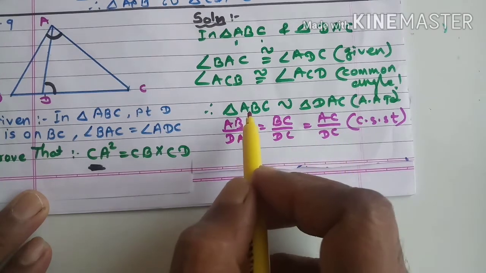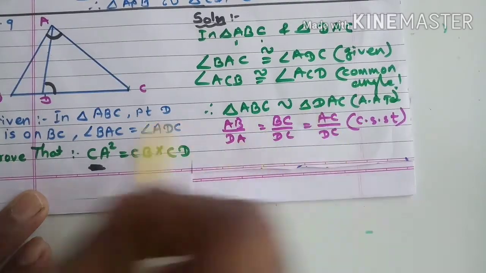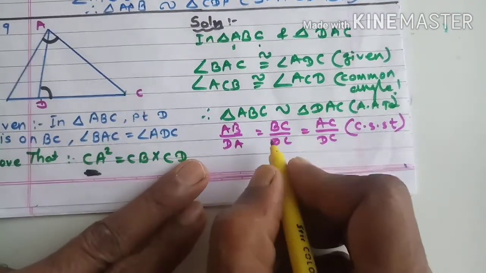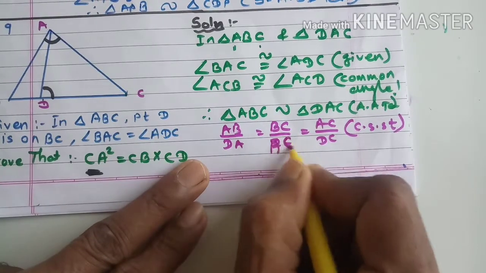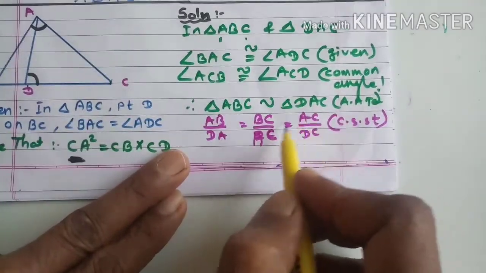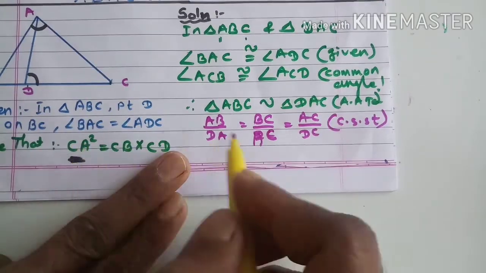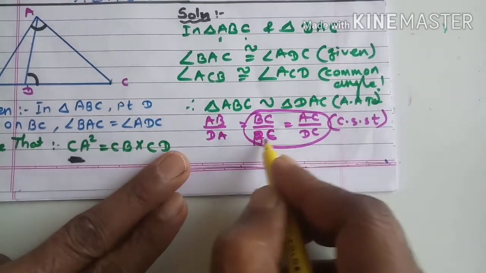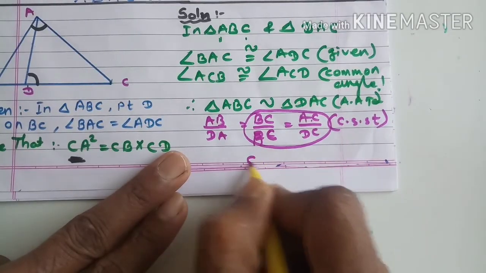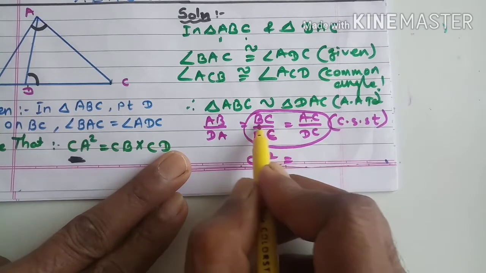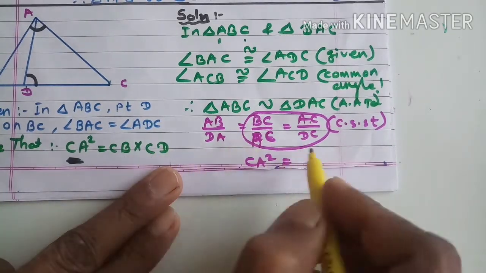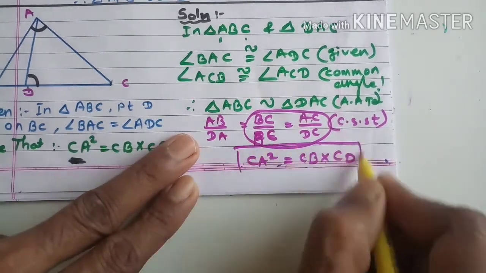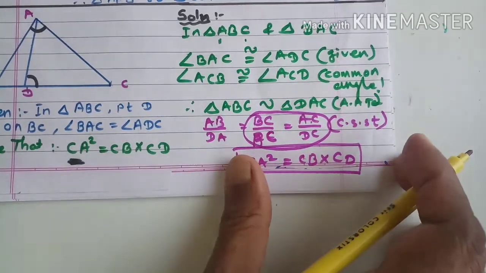Something is wrong here. AB upon DA, BC upon AC. Here we have to write BC upon AC. Now we need CA square, that means AC square. So take these two ratios, AC into AC is AC square. So CA square is equal to CB into CD, hence proved.